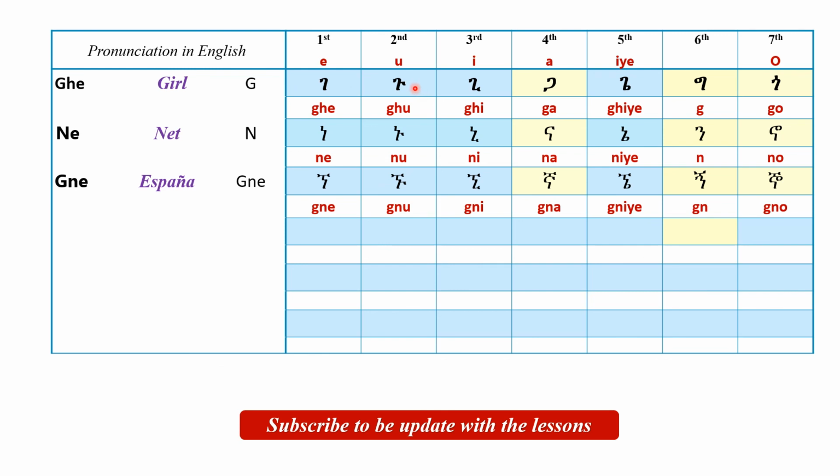Ge, Gu, Gi, Ga, Ge, G, Go. Ne, Nu, Ni, Na, Ne, N, No. Nye, Nyu, Ni, Nya, Nye, Nye, Nyo.